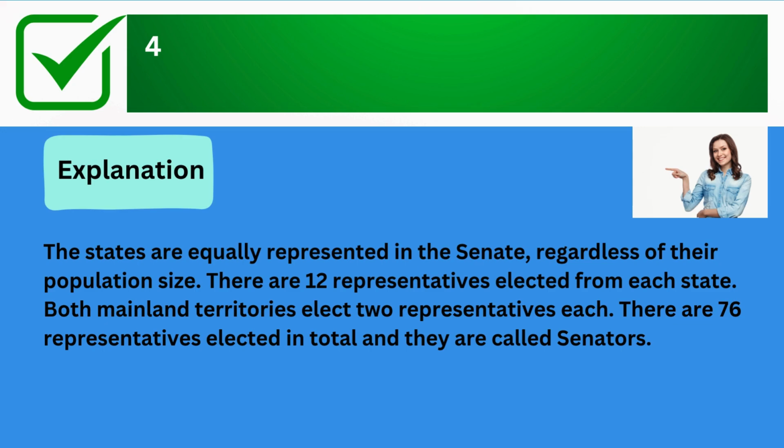Explanation: the states are equally represented in the Senate, regardless of their population size. There are 12 representatives elected from each state. Both mainland territories elect 2 representatives each. There are 76 representatives elected in total, and they are called senators.